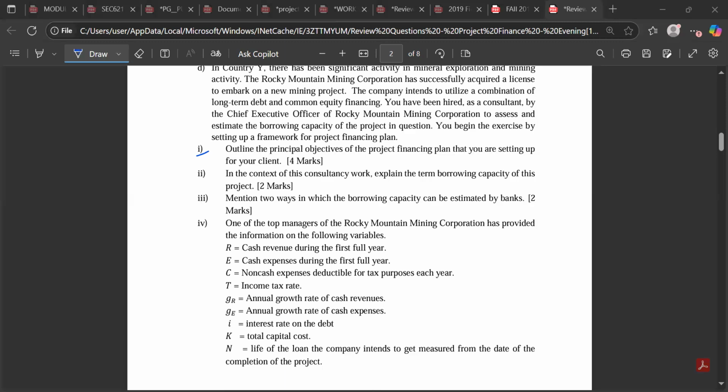So your borrowing capacity is influenced by three things: the project revenue and expense pattern, that's the first influence. Secondly, the interest rates and the loan tenure. And lastly, the required debt service coverage ratios.